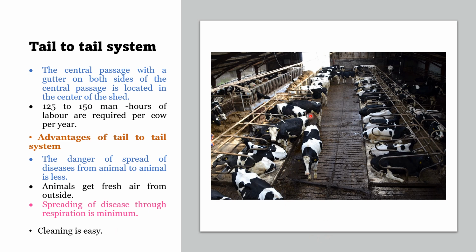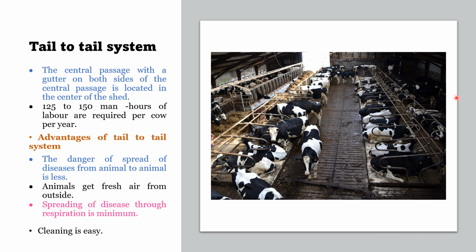So we can observe the animals which are facing their tails towards one another in the tail to tail system. When we look at the advantages of the tail to tail system, the first advantage is that the danger of spreading diseases from animal to animal is less, as they are not facing one another directly with their faces. So there will be less transmission of diseases in this system.